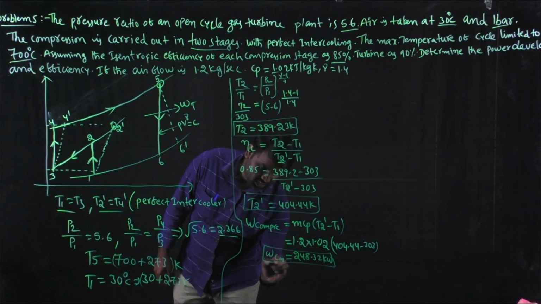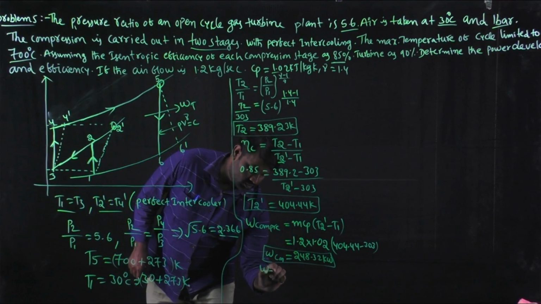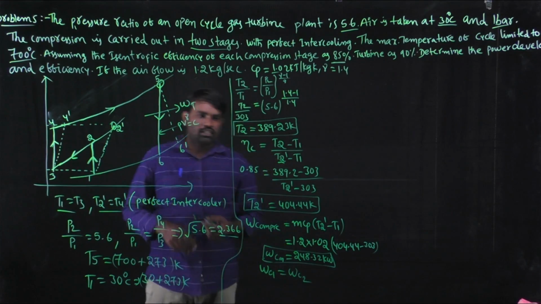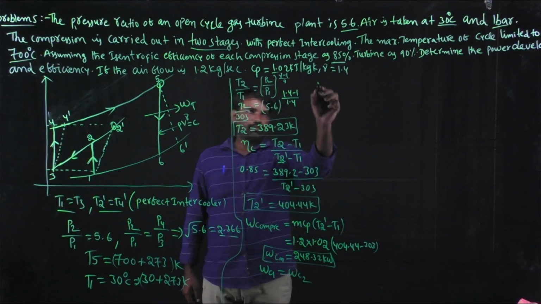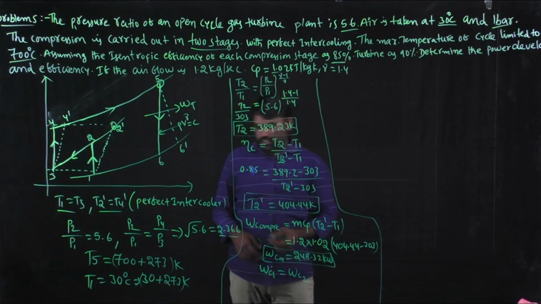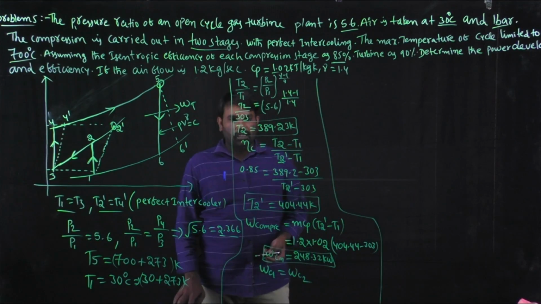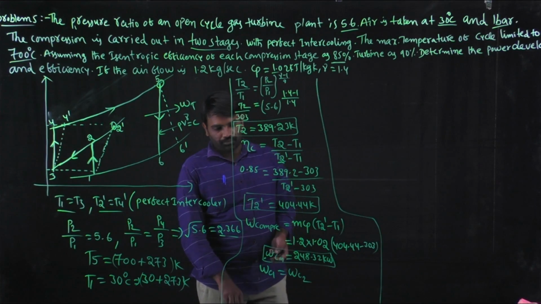This first stage compression work is equal to the second stage compressor work also. WC1 is equal to WC2. First stage compression is equal to the second stage compression also. Later we have to calculate the temperatures in the turbine process also.